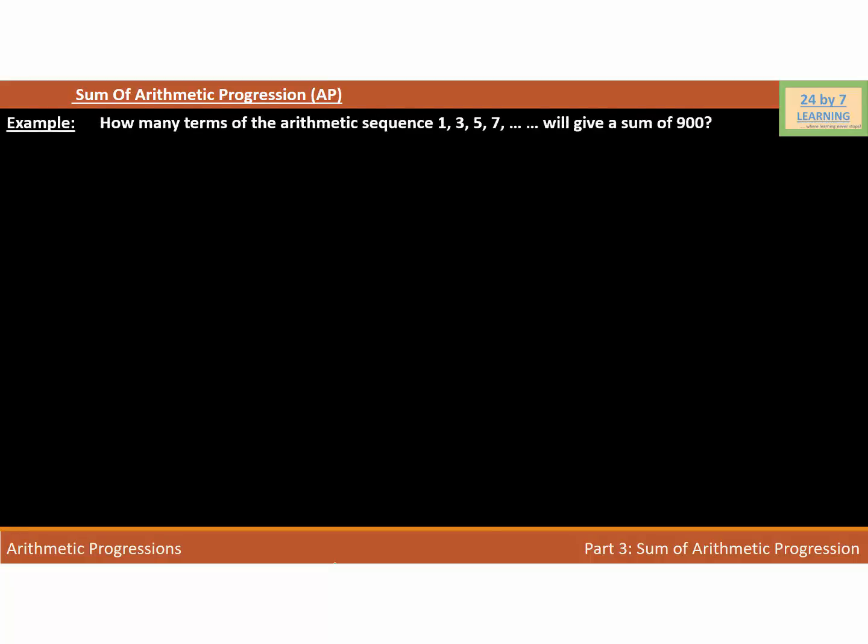Example: how many terms of the arithmetic sequence 1, 3, 5, 7, ... will give us a sum of 900? As you can see, we have an arithmetic sequence, which is 1, 3, 5, 7, and it keeps going. If you look closely, we need to find the number of terms which give us a sum Sn that is equal to 900.